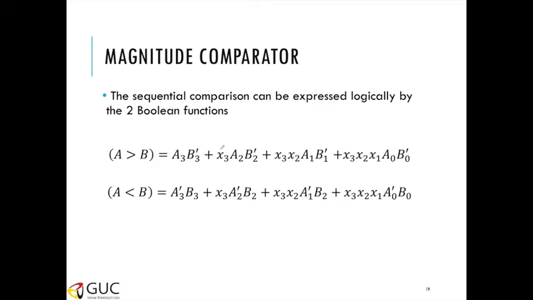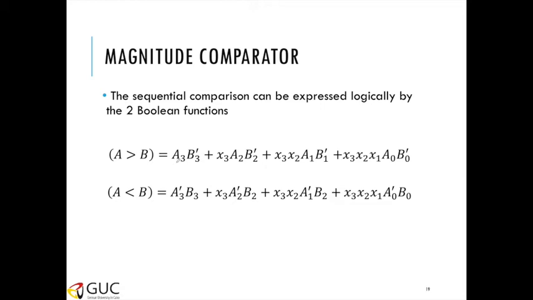Now, if we examine the first minterm here, A3 B3 dash, and we assume that A3 is 1 while B3 is 0, then this is going to be 1 ANDed with 0 dashed, which is 1. So 1 ANDed with 1 is going to be 1. And this indeed gives us a true, or a logical high, value for the whole expression, signifying that A is greater than B.